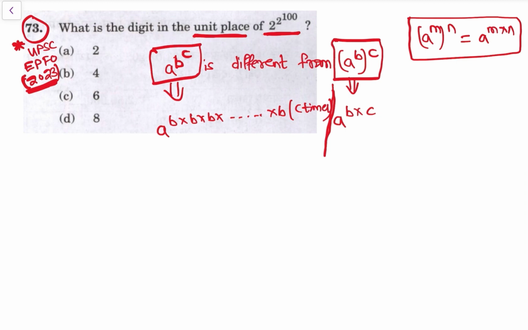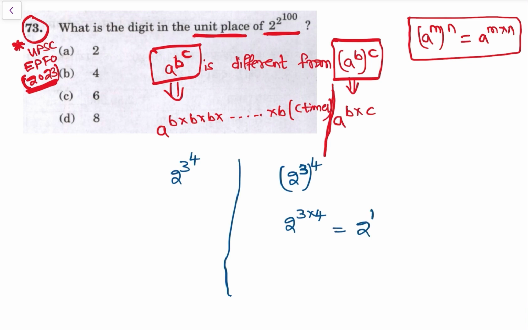Now let's understand it with an example, so you will understand better. Let's take an example of 2 to the power 3 to the power 4, and then 2 to the power 3 to the power 4 in brackets. Now these two are different, so let's see how they are different. I am using the same formula. So 2 to the power 3 to the power 4 in brackets we will write as 2 to the power 3 into 4, that is 2 to the power 12.